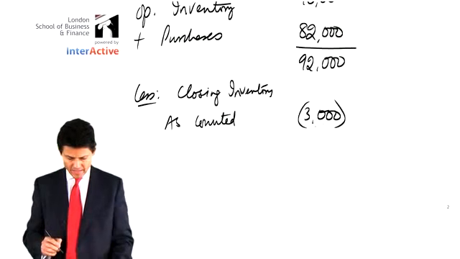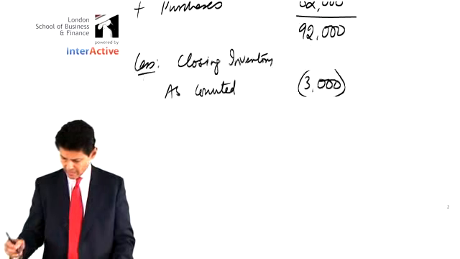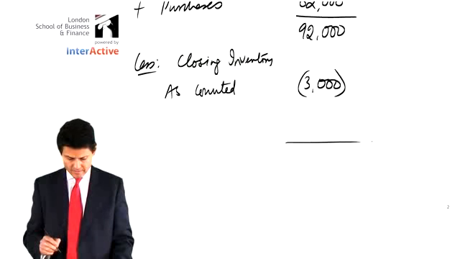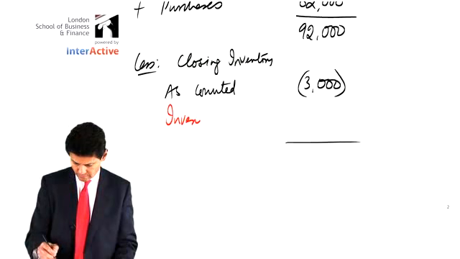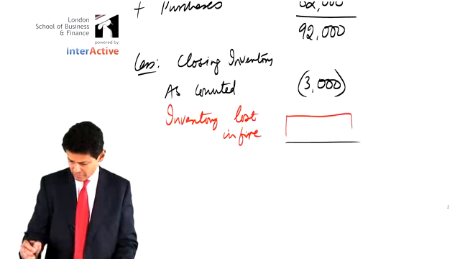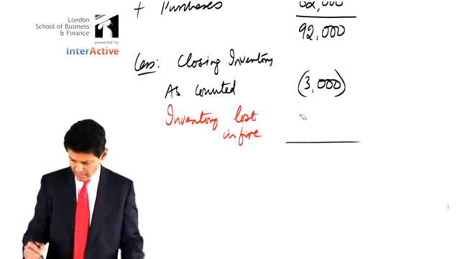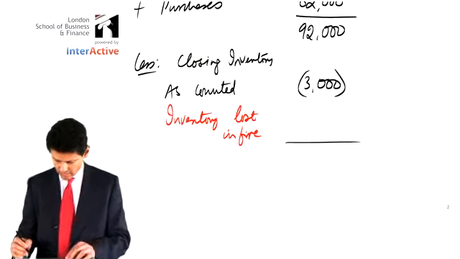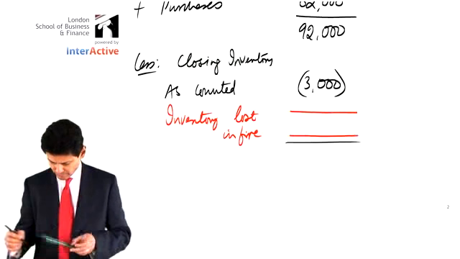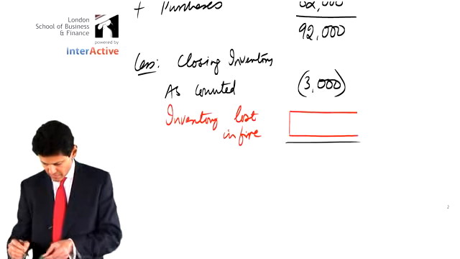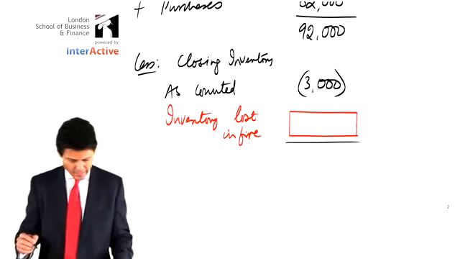Obviously less like that. And if I can leave 2 or 3 lines, a couple of lines, the inventory lost in fire is the mystery unknown figure here. So I might do a little box to indicate it's a missing figure and to concentrate the mind. That's where we're going.